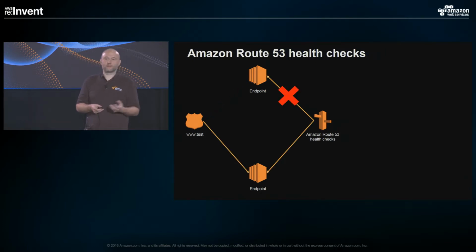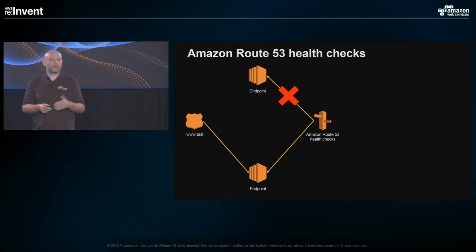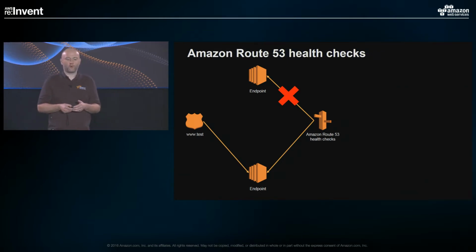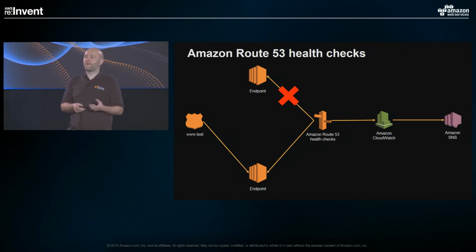And if we do detect a failure of health in a particular endpoint, Route 53 can automatically switch over the record to point to the secondary endpoint. And we can also use this to automate and provide notification of this failure.